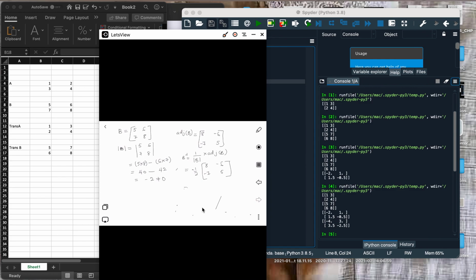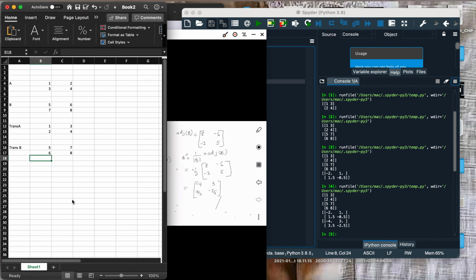So minus 1 over 2 times 8, that will give us minus 4. Minus 1 over 2 times minus 6, that will give us positive 3. Then we have minus 1 over 2 times minus 7, that will give us 7 over 2, which is equal to 3.5. Then minus 1 over 2 times 5 will give us minus 5 over 2, which is equal to minus 2.5, just like we had it when we used Python. So it doesn't matter what you're using, the results must always be the same.